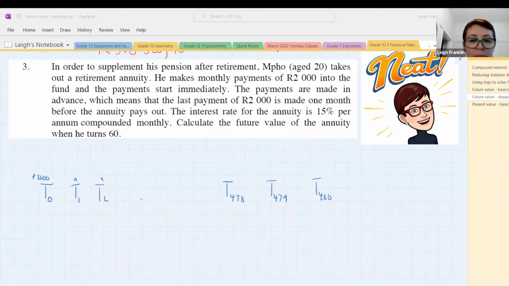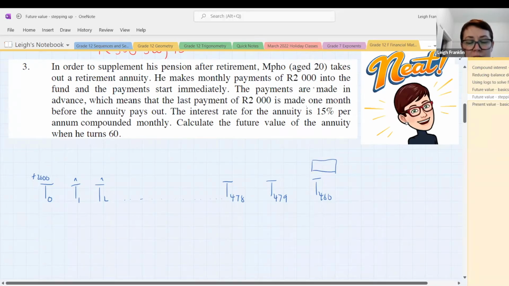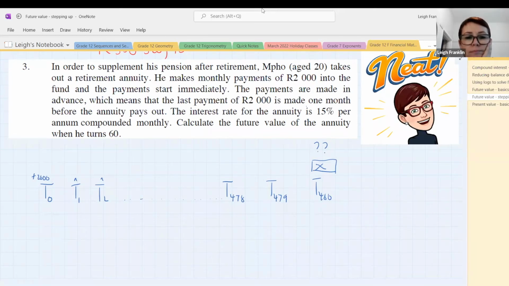Okay, so does that mean that his last payment takes place over here? Is that the last time that he pays? Is it this one here? Yes or no? Leroy says no. So Kasani, if he doesn't make his last payment here, where does he make his last payment? When is his last payment made? Yes, at 479.